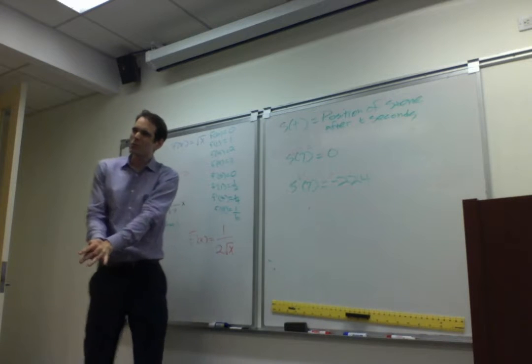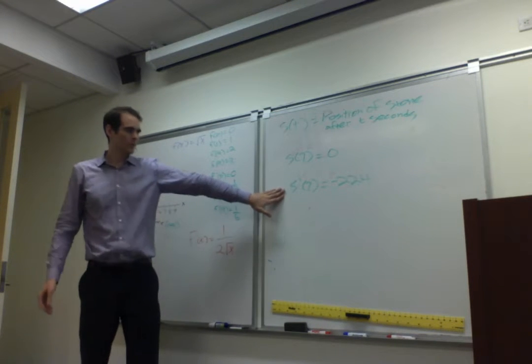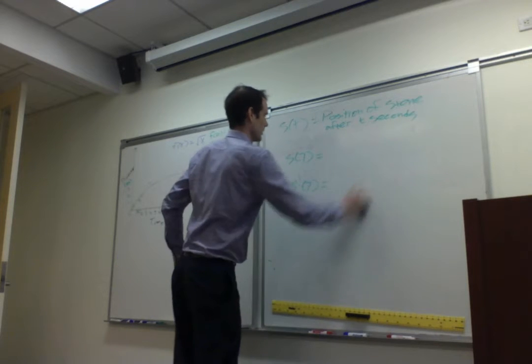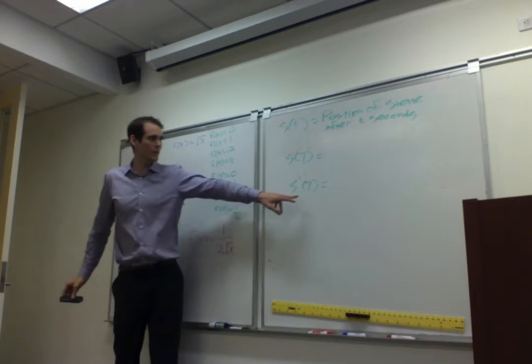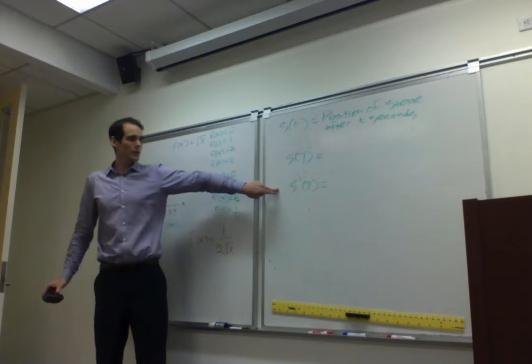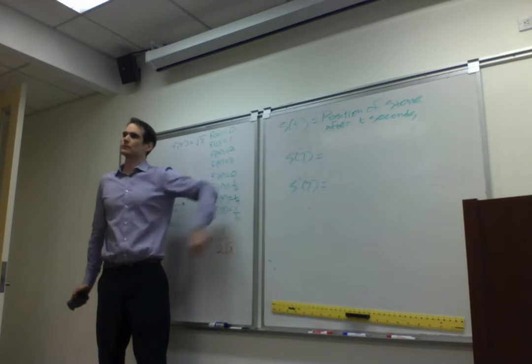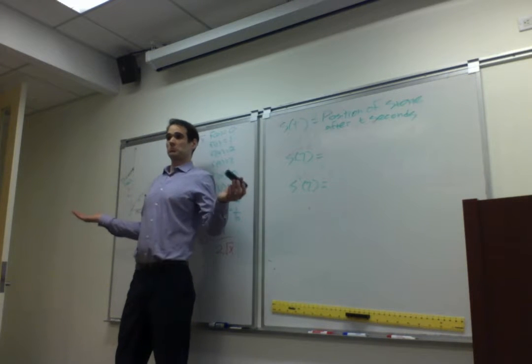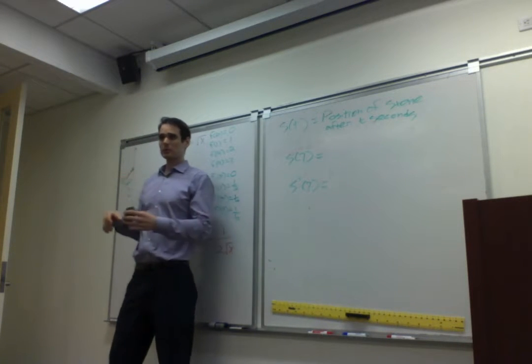Now what is the derivative of the original function going to tell me? Let me erase this for a minute. Forget about these numbers. Just think about what the derivative of the function, S prime, tells me. S tells me distance from the water. What does the derivative tell me? The speed at that distance. Okay, same thing we were doing before.